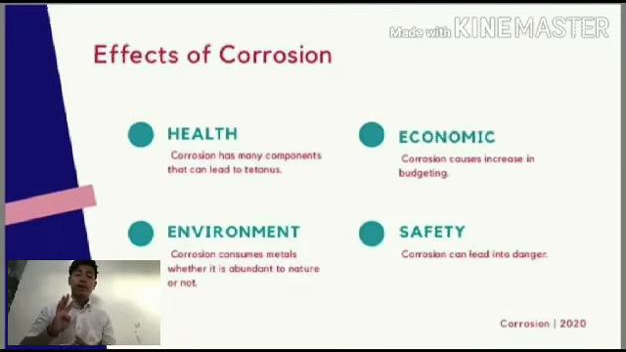And lastly, in safety, corrosion can lead to a serious danger because at some point, it weakens a specific part of metal, and if that's the case, it can lead to an accident.